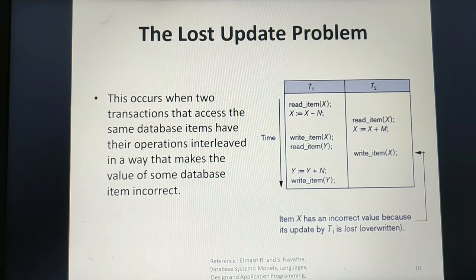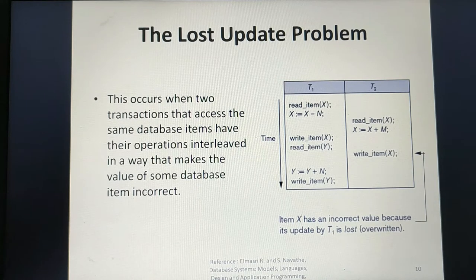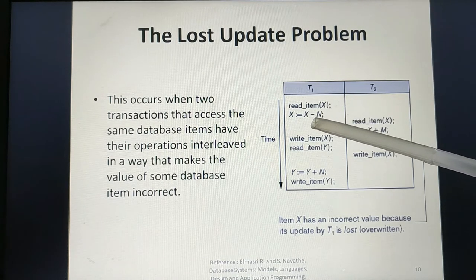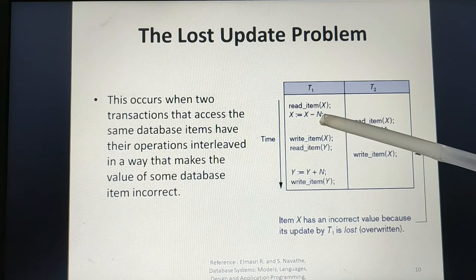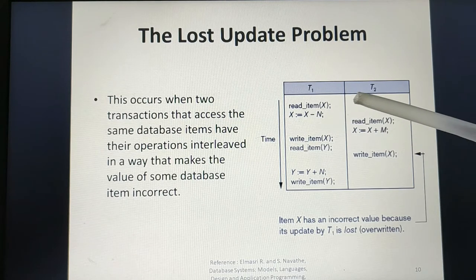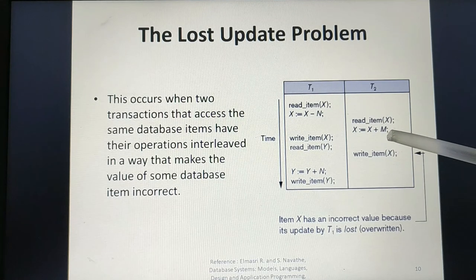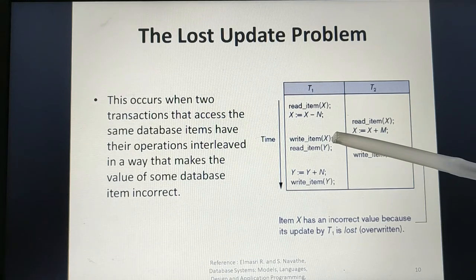Lost update problem. The lost update problem comes when two transactions that access the same database item have their operations interleaved in a way that makes the value of some database item incorrect. Here there are two transactions, T1 and T2. T1 reads the item X, X = X - N, actually changing the data item value X. Then T2 reads the item X. Now comes write item X, that is, T1 is trying to write the data item X to the database.